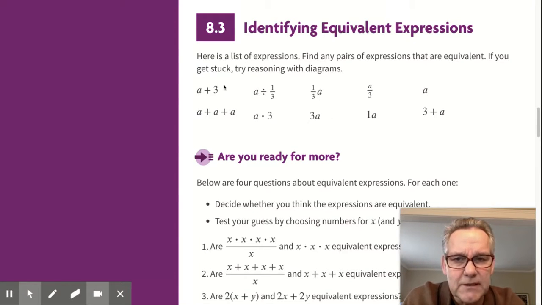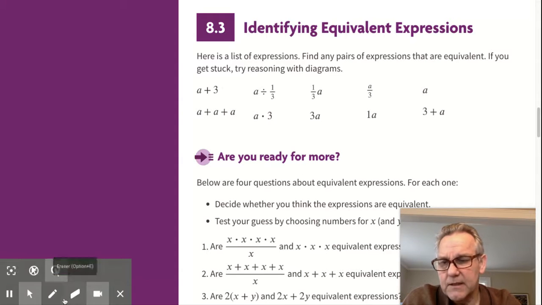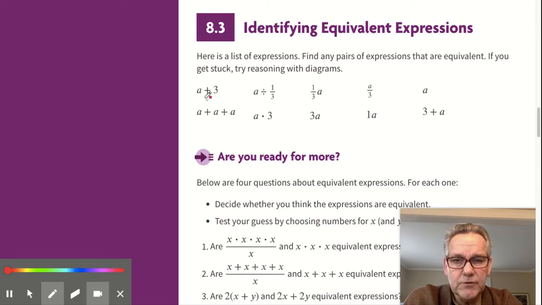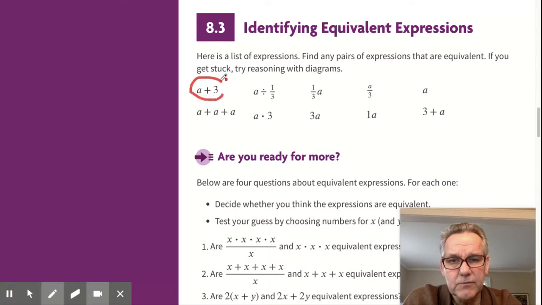So let's look at these expressions. It says, here are a list of expressions. Find any pairs of expressions that are equivalent. If you get stuck, try reasoning with diagrams. So we'll start with the first one. Really, it's one we just did. This and this are equal, correct?